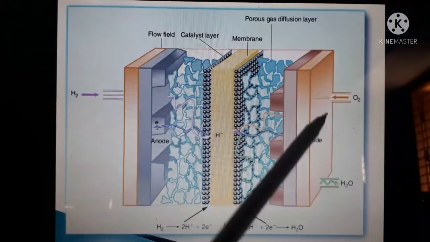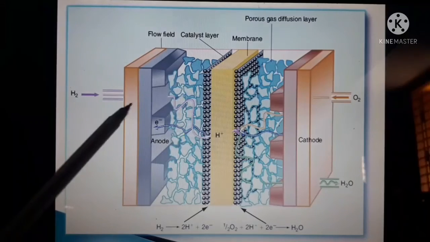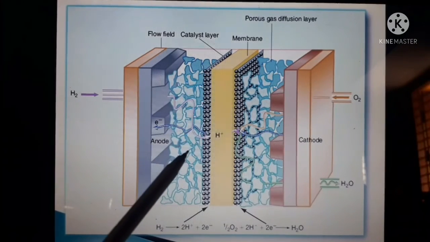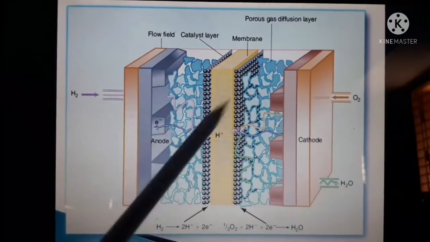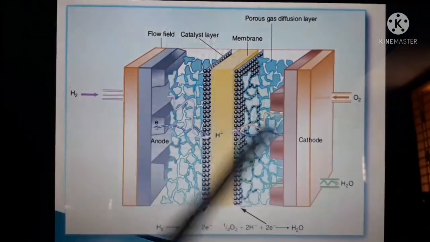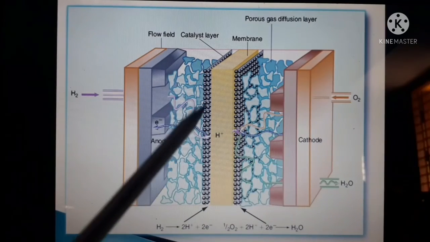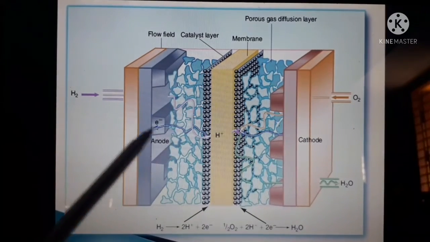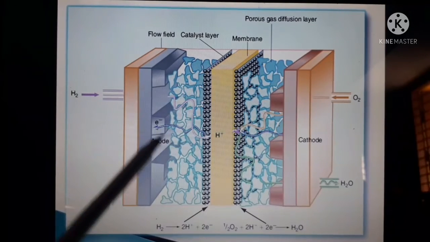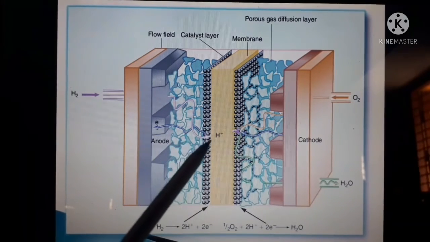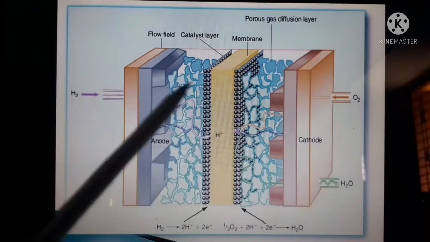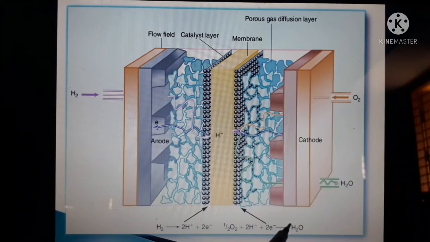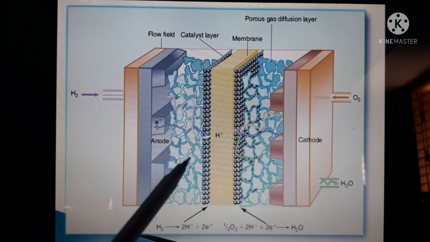Hydrogen goes inside and oxygen on the other side. They are allowed inside the cell through the anode and cathode. The porous diffusion layer is there. They go inside through the porous layer and through the membrane. They react with each other and give water, but energy is released. Total energy is released. This energy is converted to electrical energy.